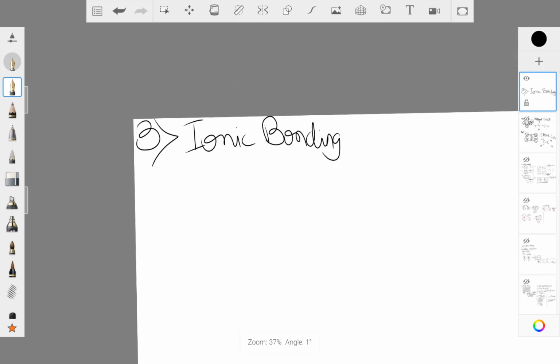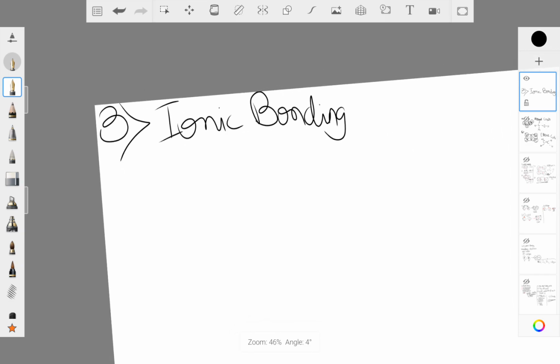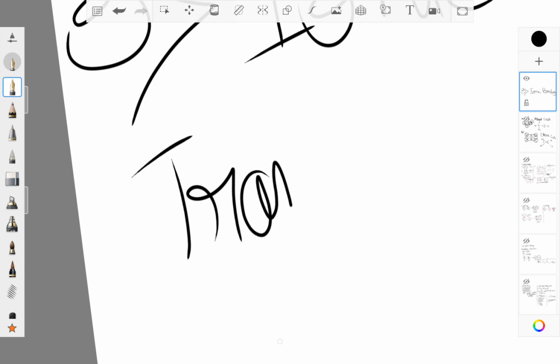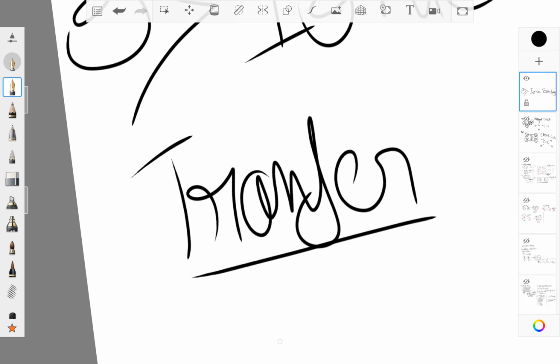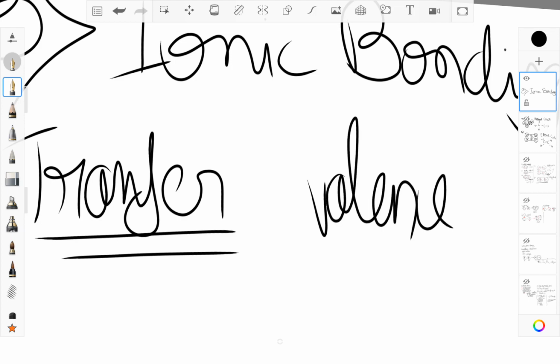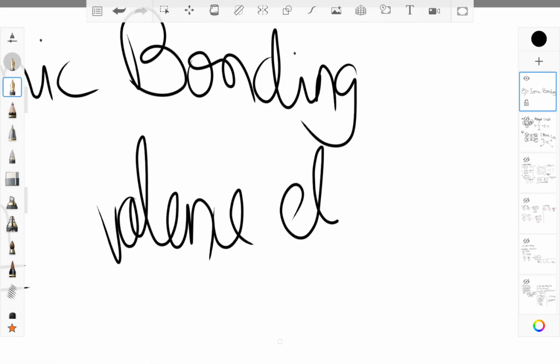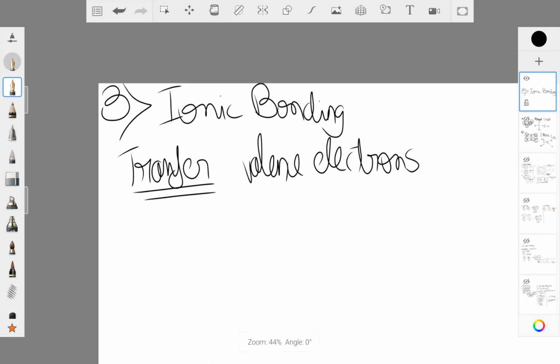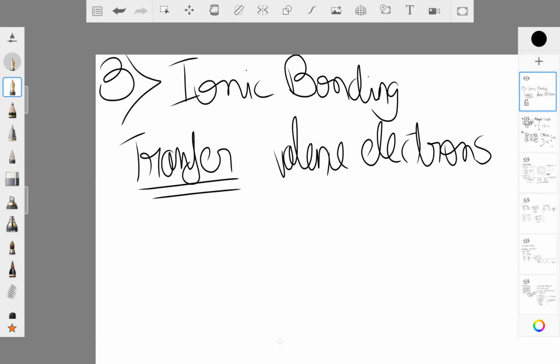Now we come to the third type of bonding, which is called ionic bonding. Ionic bonding is a type of chemical bonding that involves the transfer of valence electrons. Let's write that down. Transfer of valence electrons. Again, that's an important distinction from just electrons. Covalent bonding involves sharing valence electrons. Over here, the electrons are transferred from one atom to another. You'll understand what that means in a few seconds.